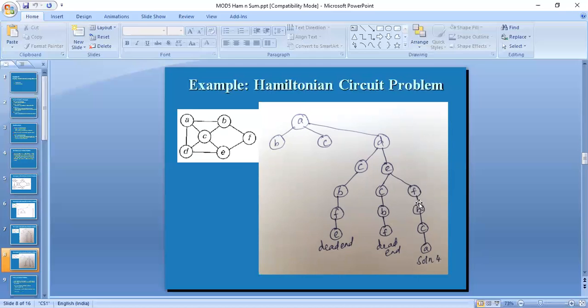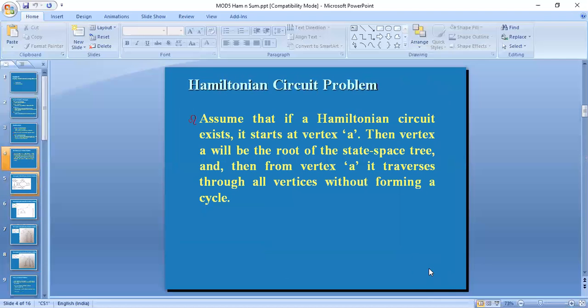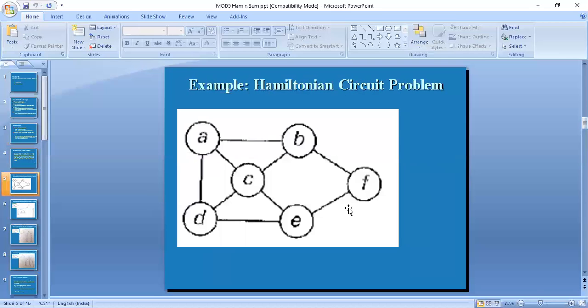Now, when you take F, from F, you can move to B. From B, you can move to C. From C, you can move to A, which is your solution. Clear? So, for a Hamiltonian circuit, if you are given a graph, assume that we are starting with A. Since we are starting with A, we are ending with A by traversing through all the vertices exactly once, and it forms a cycle also.